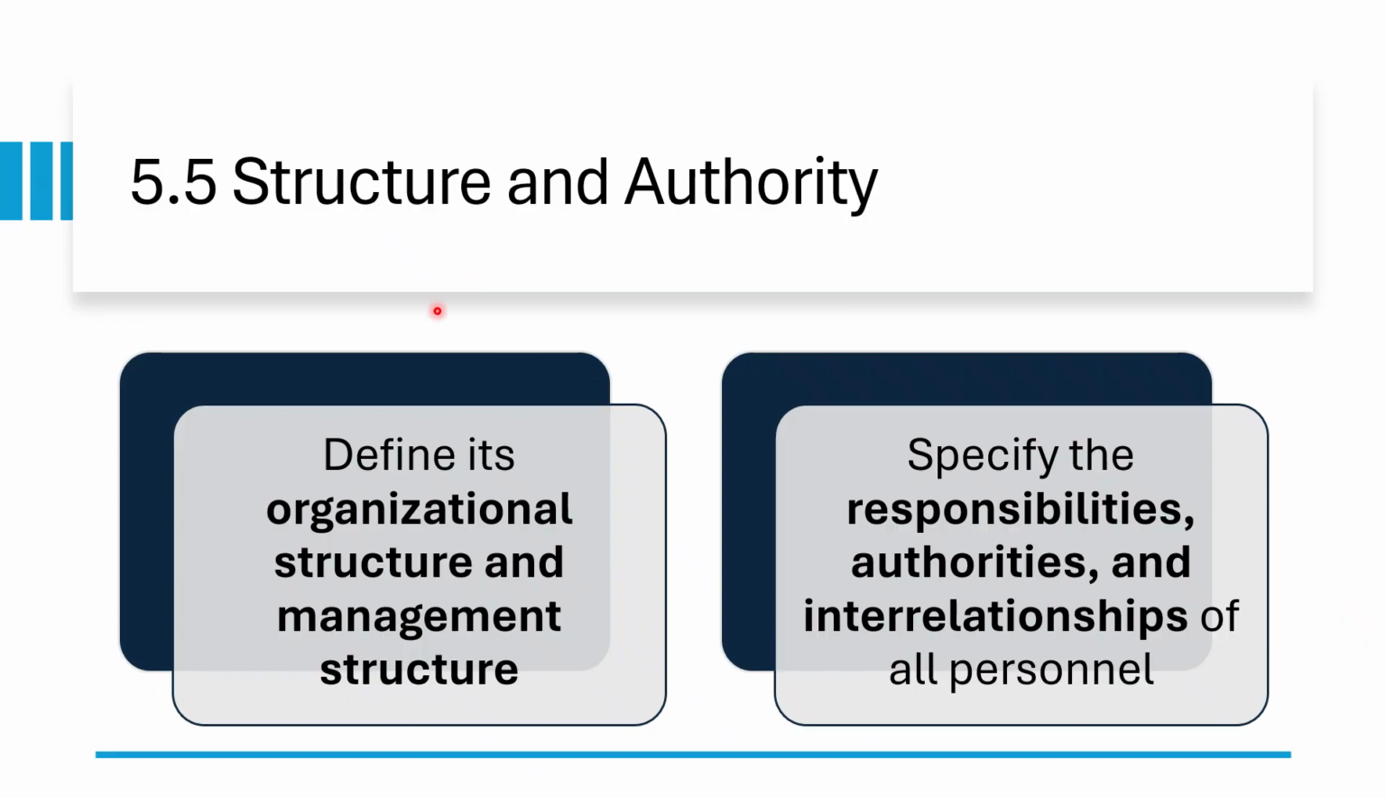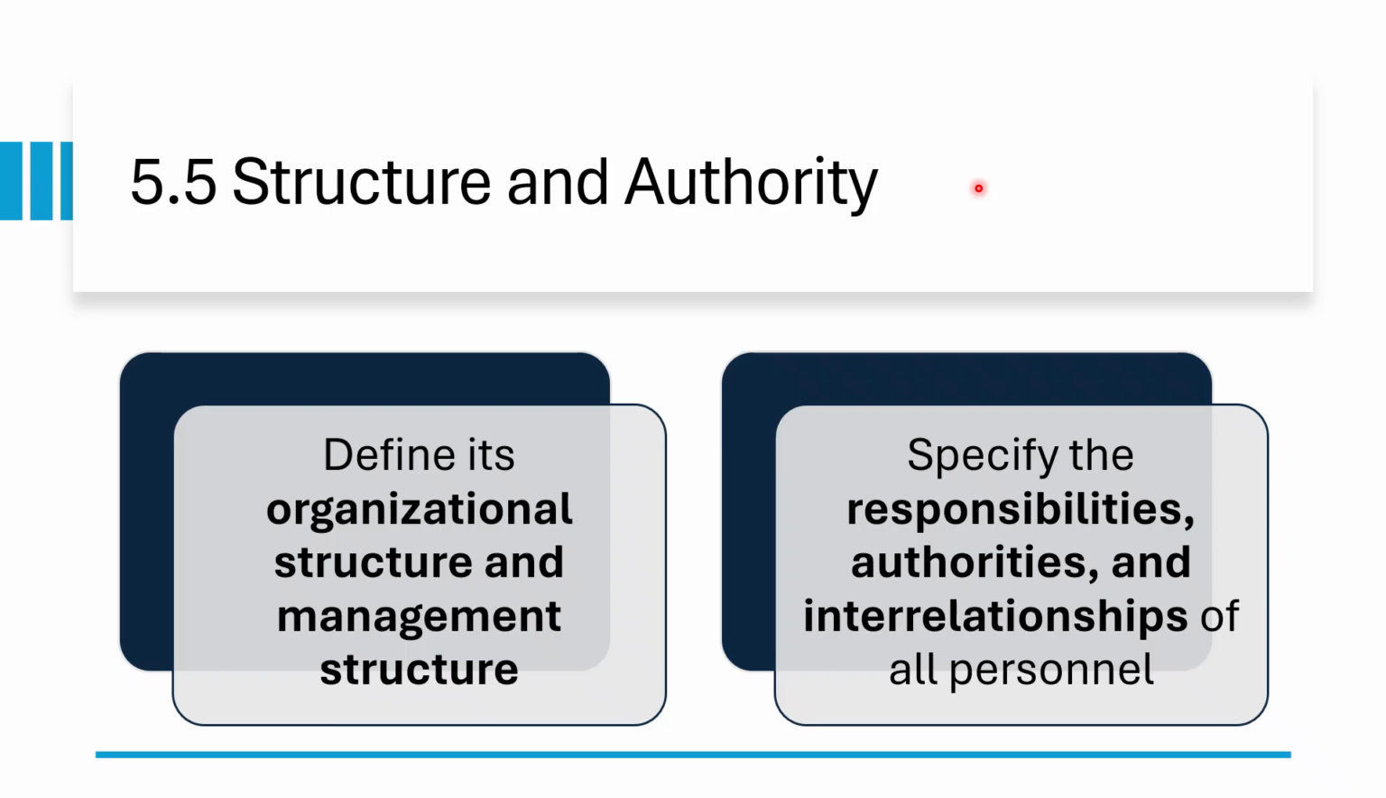Now coming to clause 5.5, that is structure and authority. Finally, the laboratory must define its organizational structure and management structure. This means the laboratory must specify the responsibilities, authorities and interrelationship of all personnel. This means document these relationships, particularly for personnel who need freedom from pressure. This last point is crucial.